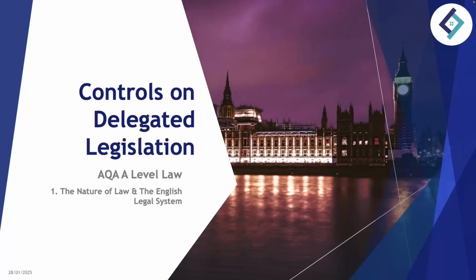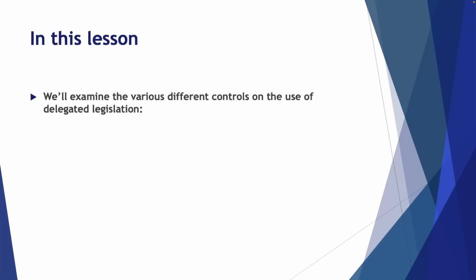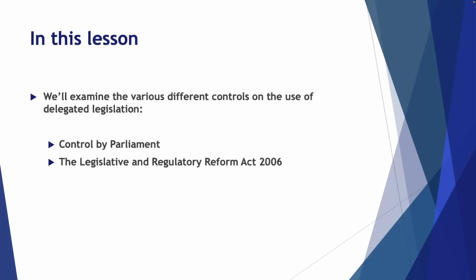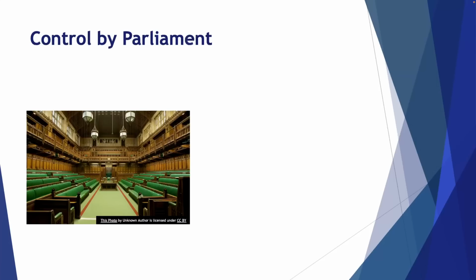Several mechanisms exist for controlling delegated legislation. Primarily, we think about oversight by Parliament and by the courts, and also through the Legislative and Regulatory Reform Act of 2006. This lesson is going to examine the various different controls on the use of delegated legislation. Specifically, we're going to talk about controls that are in place by Parliament, then specifically the Legislative and Regulatory Reform Act of 2006, and then controls that are in place by the courts.